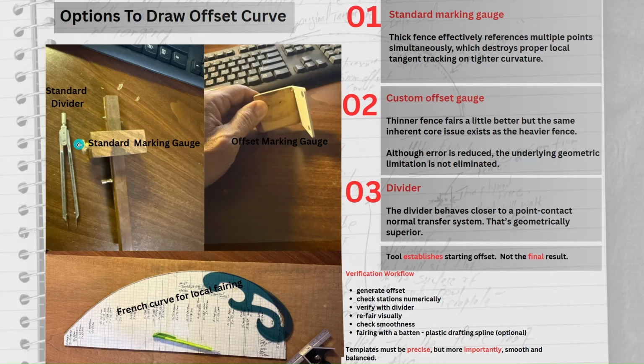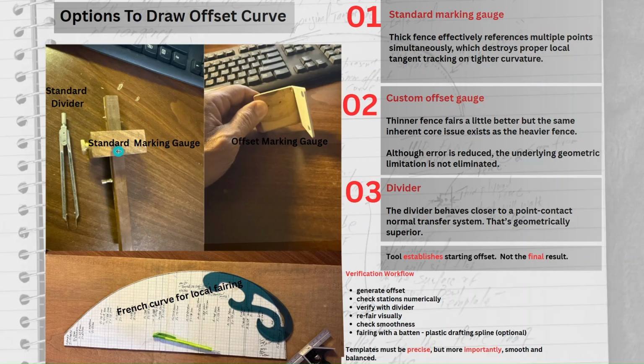On the left-hand side, I'm just showing a standard marking gauge that you typically use to mark parallel straight lines, a standard divider, which has two legs with extremely fine points, and then an offset marking gauge that I had designed and built. The concept of this offset marking gauge is very similar to the standard marking gauge, except that the fence is thin.